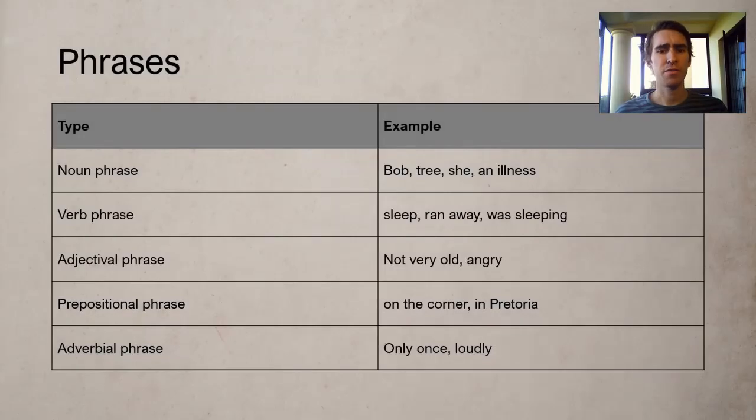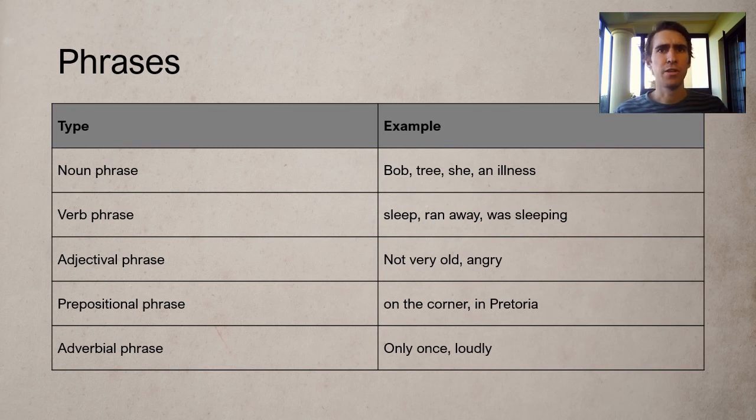Now, our phrases perform various functions within a sentence, but you need to actually know the different types of phrases. You have noun phrases, verb phrases, adjectival phrases, prepositional phrases, and adverbial phrases. And each one of those things has a different function to play in an English sentence. It's important to be able to have a look at these different things and identify them and know what you're talking about.